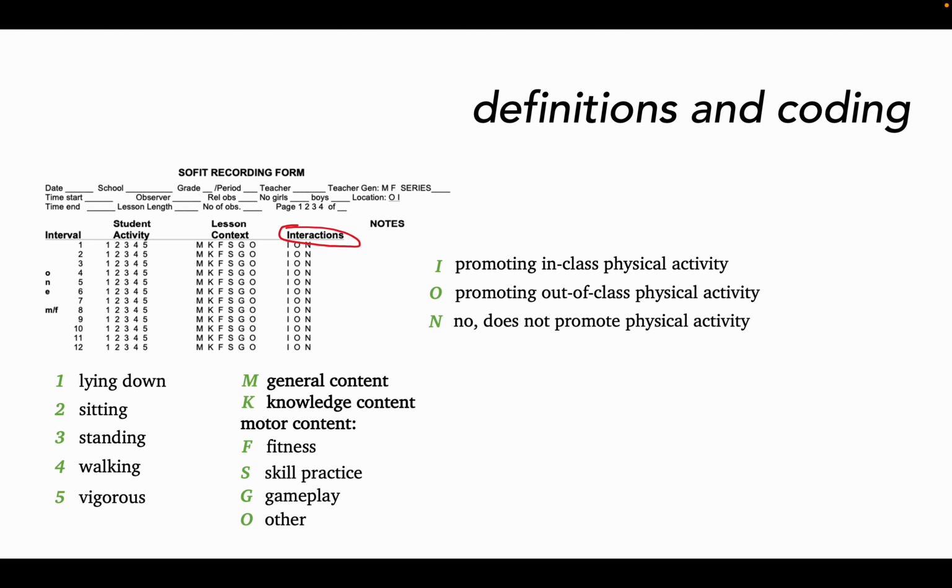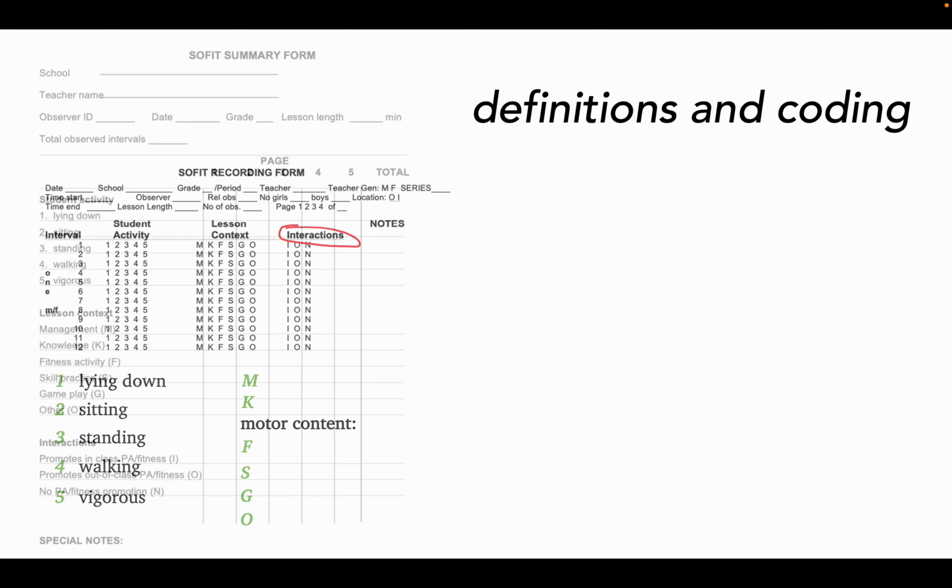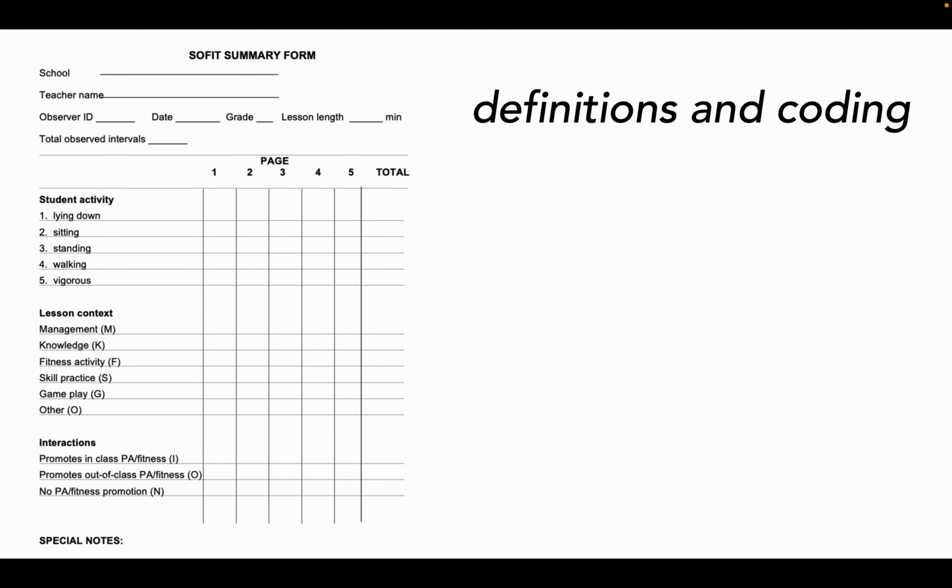Once everything has been recorded and you've finished the observation, you can summarize your findings in a form like this one, which will allow you to compile and compare observations across the different classes that you attend or across different time periods. More information on managing and analyzing SOFIT data is on the module webpage.